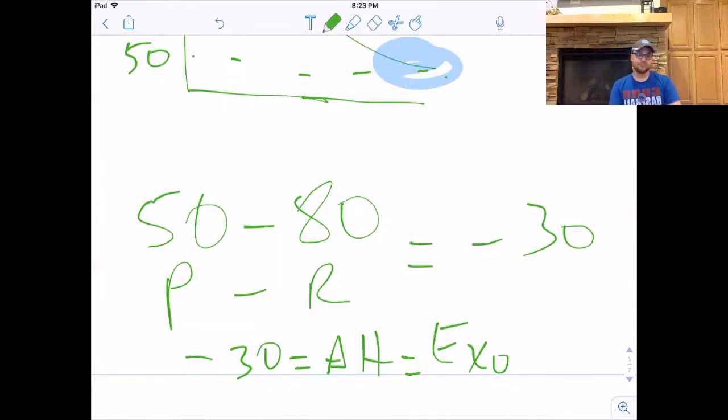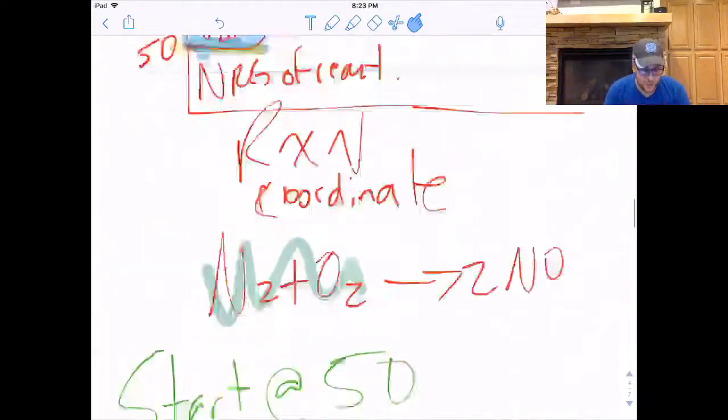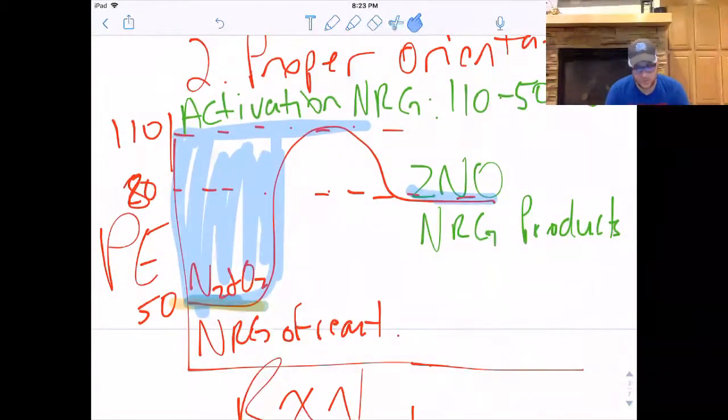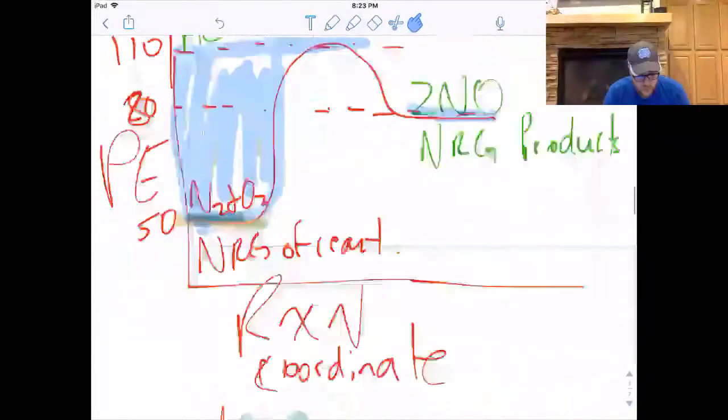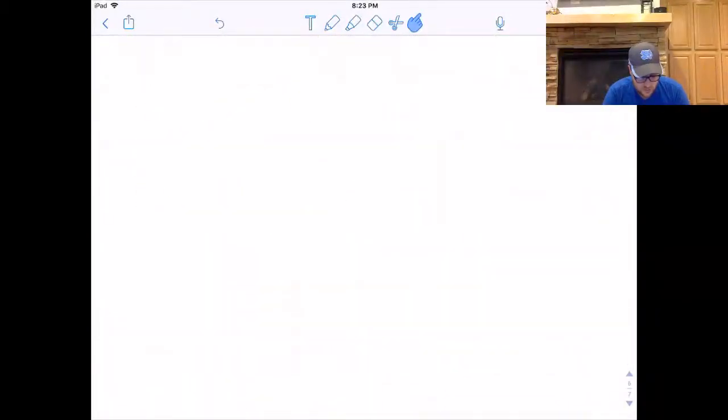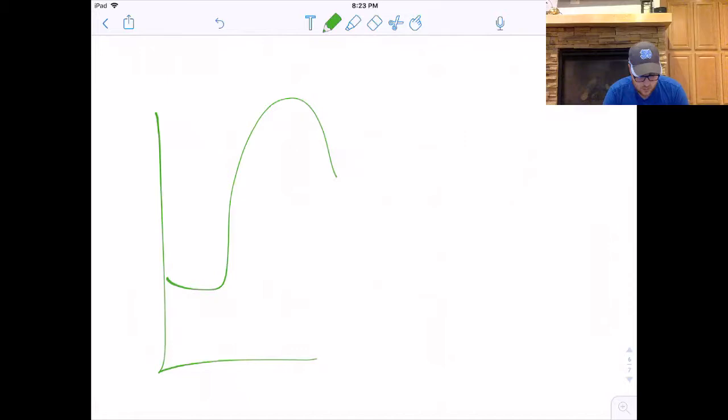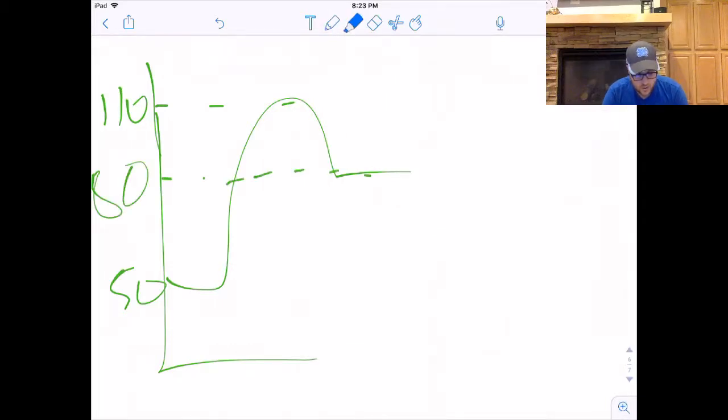What if they phrase the question as, what's the activation energy for the reaction in reverse? So if you have to do it in reverse, 50, 110, 80, all that means is you're going to read it this way. From right to left instead of left to right.